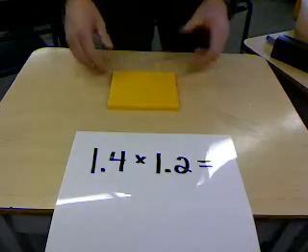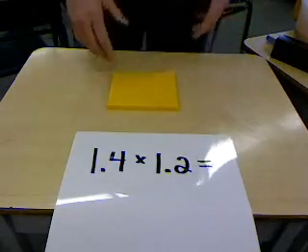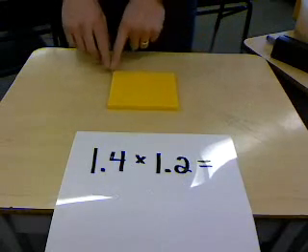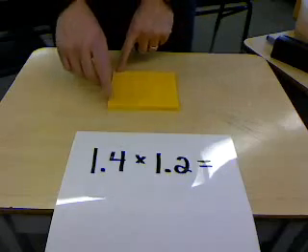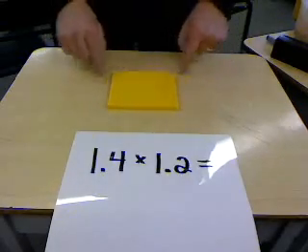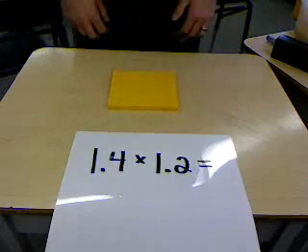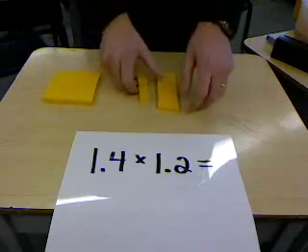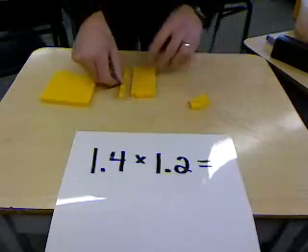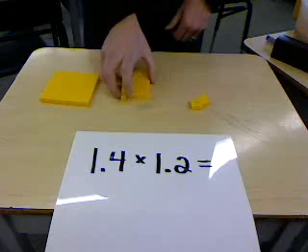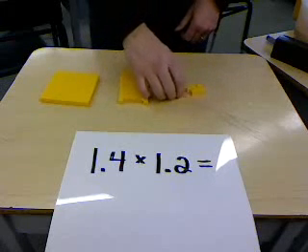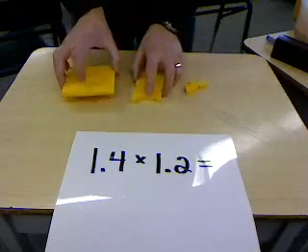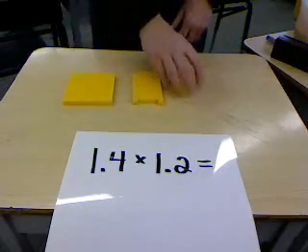Now what we know about area is that length times width is going to give us the area. And what we've done is we've created that exact model, 1.4 times 1.2, and now we've got a complete area square that we're going to be able to count up. So now all we have to do is count. So this is one whole. We've got 1, 2, 3, 4, 5, 6 tenths, and we've got 2, 4, 6, 8. So we have a total of 1.68.